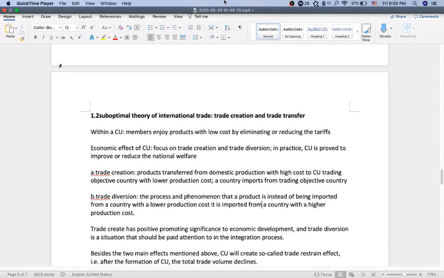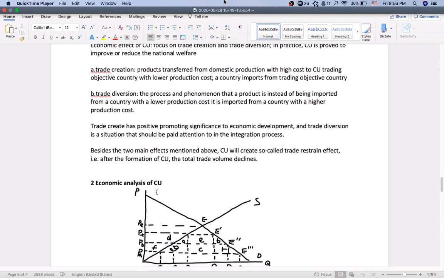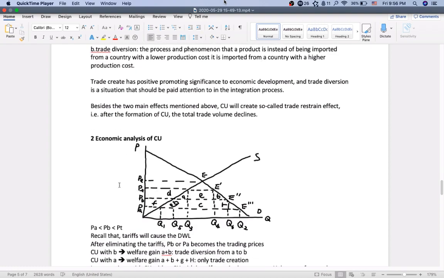This trade creation has a positive promoting significance to the economic development, and the trade diversion is a situation that should be paid attention to in the integration process. And besides the two main effects mentioned above, the CU will create a so-called trade restraint effect. That is, after the formation of the CU, the total trade volume will decline.